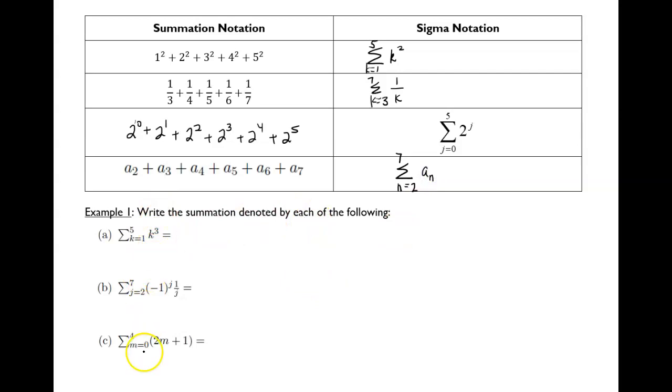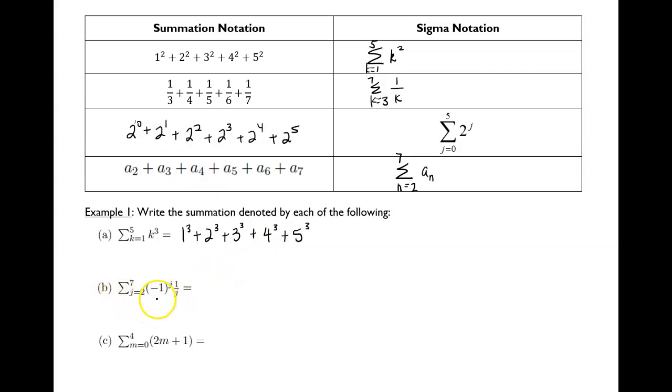Let's practice some more. Let's write out the summation denoted by these sigma notations. Here we have k cubed, going from k equals 1 to k equals 5. So 1 cubed plus 2 cubed plus 3 cubed plus 4 cubed plus 5 cubed. We're not actually going to worry about calculating these. We just want to write them out.